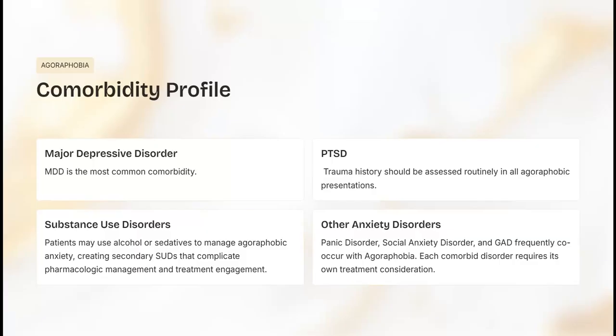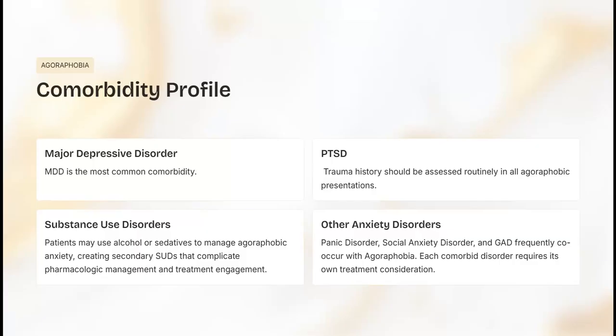So remember I said agoraphobia rarely occurs by itself. It usually goes hand in hand with some little friend, a different diagnosis, a comorbidity. It often will occur with another condition, and that's going to increase the complexity and its risk. Major depressive disorder is the most common comorbidity. The avoidance, isolation, and functional loss of agoraphobia can contribute to depression, which in turn reduces motivation for exposure therapy.